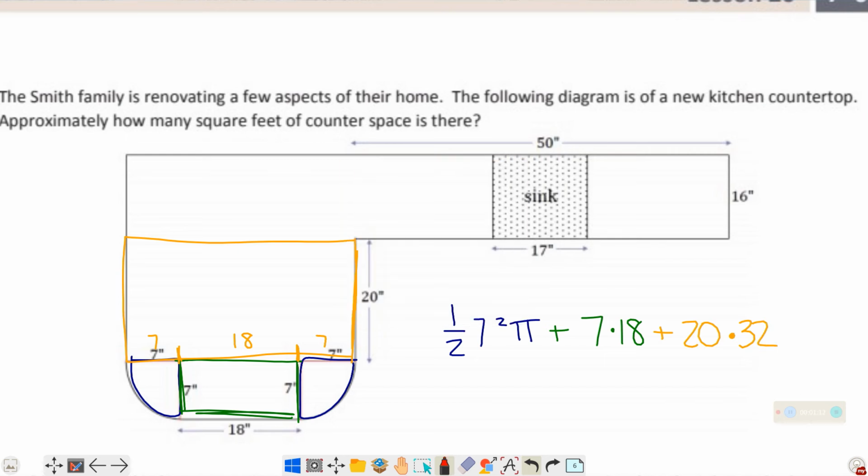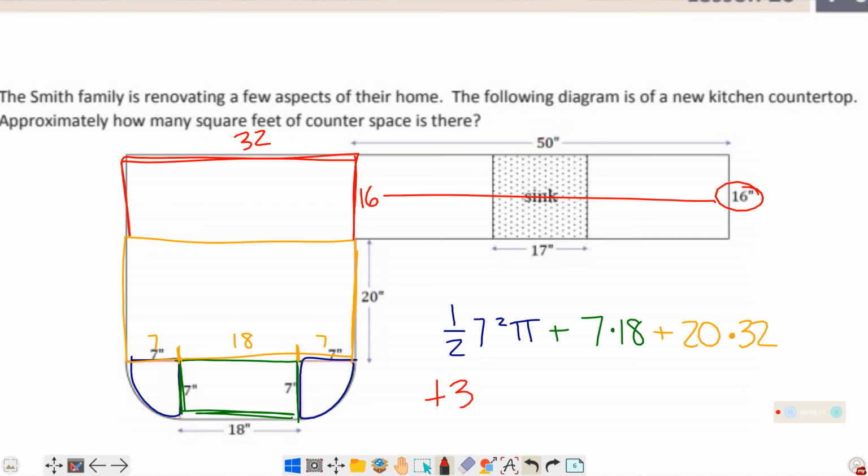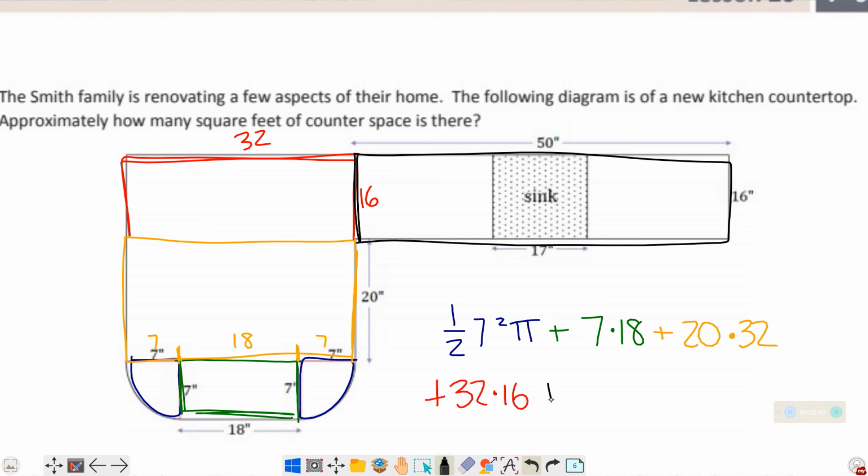Then I can find the area of this piece here, because this one is also 32 wide, but based on this piece over here, it should be 16 tall. So we're going to add a 32 by 16 also. Then I want to add the 16 by 50 for this part of the counter.